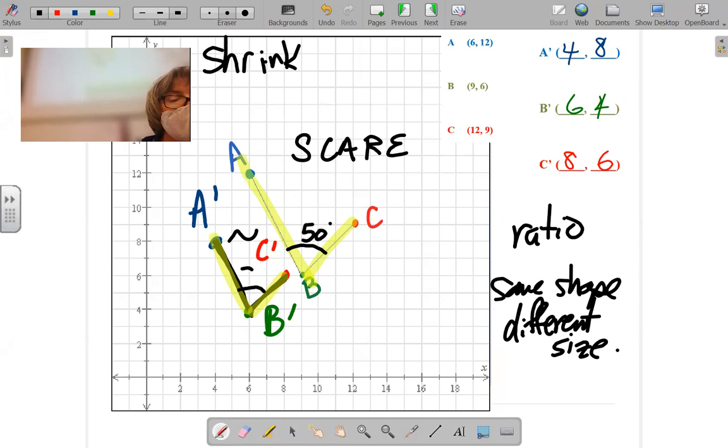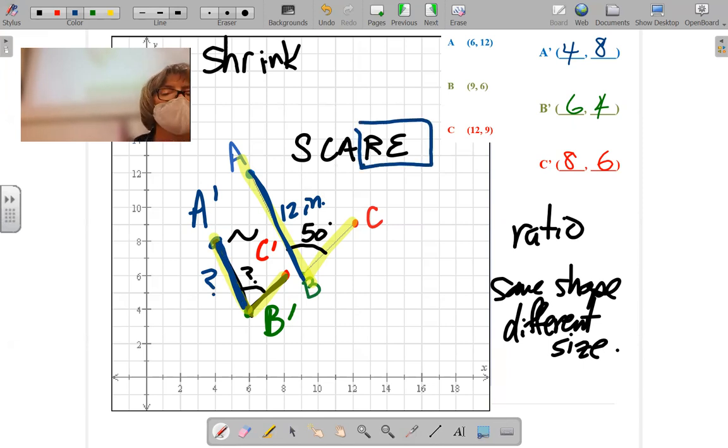and I asked you, what is this? How many degrees would that be? 50. And then if I did this to you and I said this was 12 inches long, and I asked you what this is, you would use the whole ratios equal thing to solve, cross multiply, solve. Dilation creates similar shapes, always.